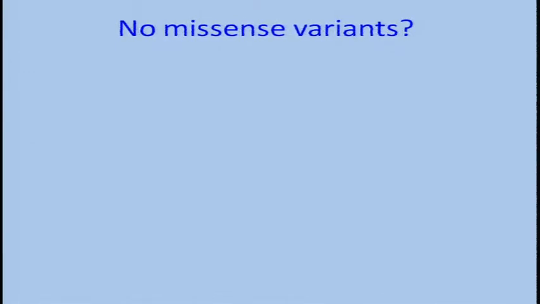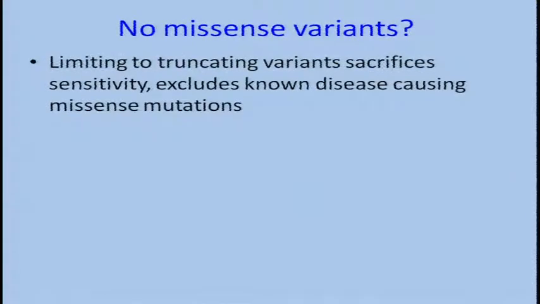Are you just going to ignore all those? We know that there's some disease-causing missense variants out there. So this is where we incorporated the Human Gene Mutation Database, because, of course, we're going to sacrifice sensitivity if we exclude those missense variants entirely.